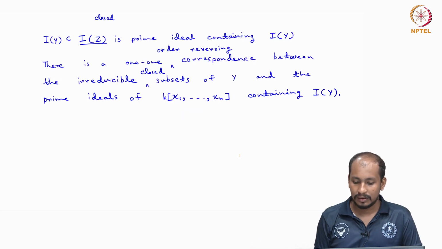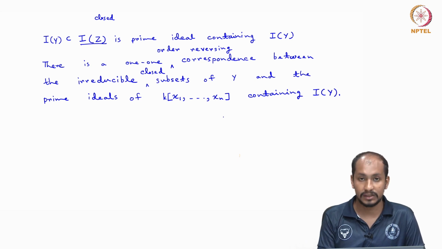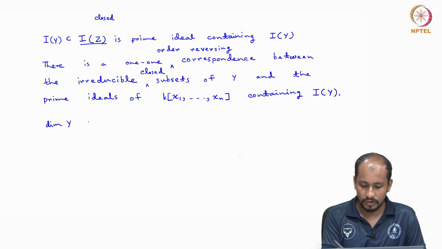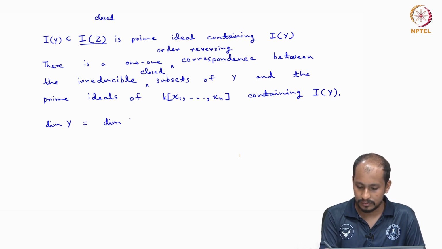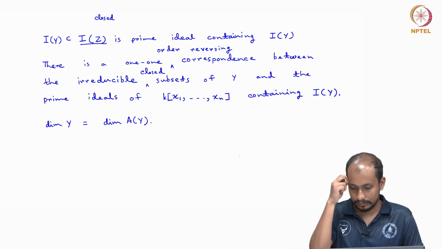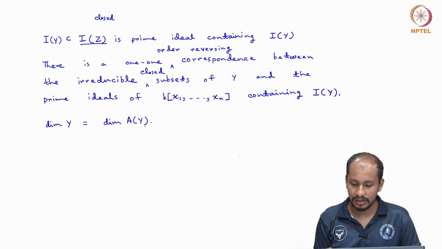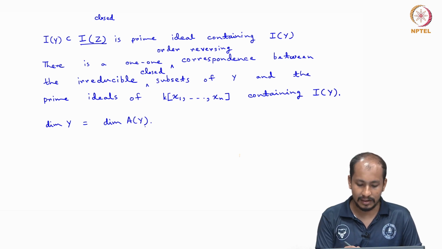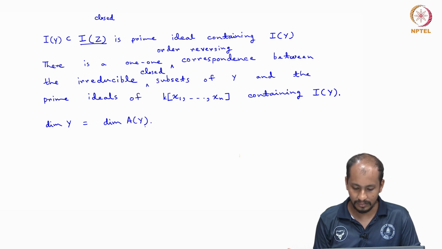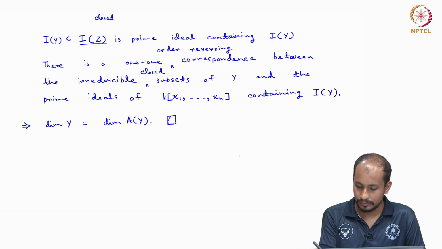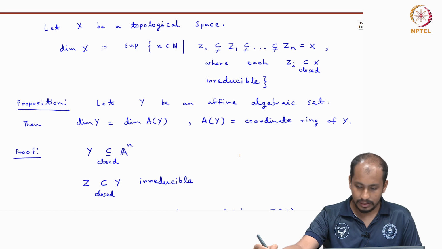So, from this observation it follows that the dimension of Y will be the same as the dimension of A(Y), because the dimension of a ring is the Krull dimension, meaning the maximum length of a chain of prime ideals, and the dimension of a topological space is the maximum length of a chain of irreducible closed subsets. So, from the definition it follows. So, this is one proposition.